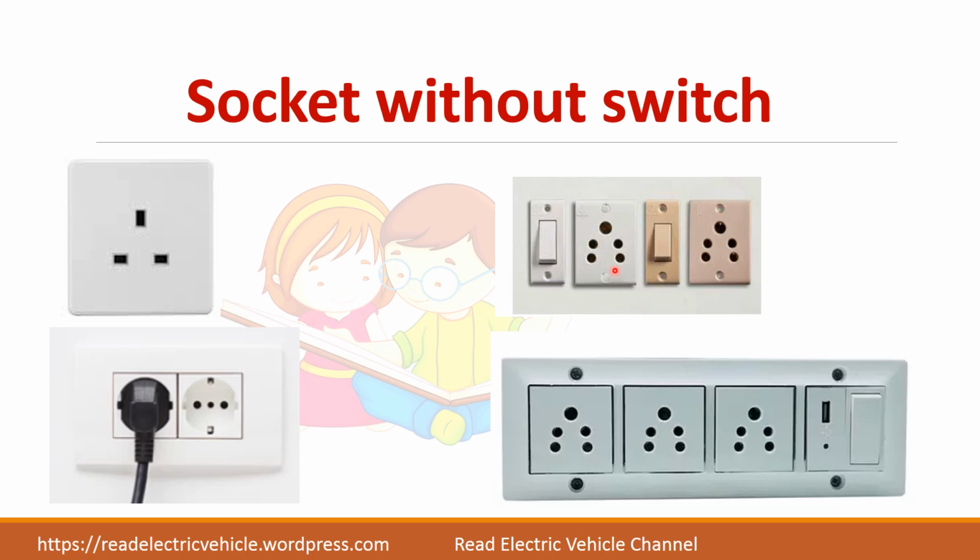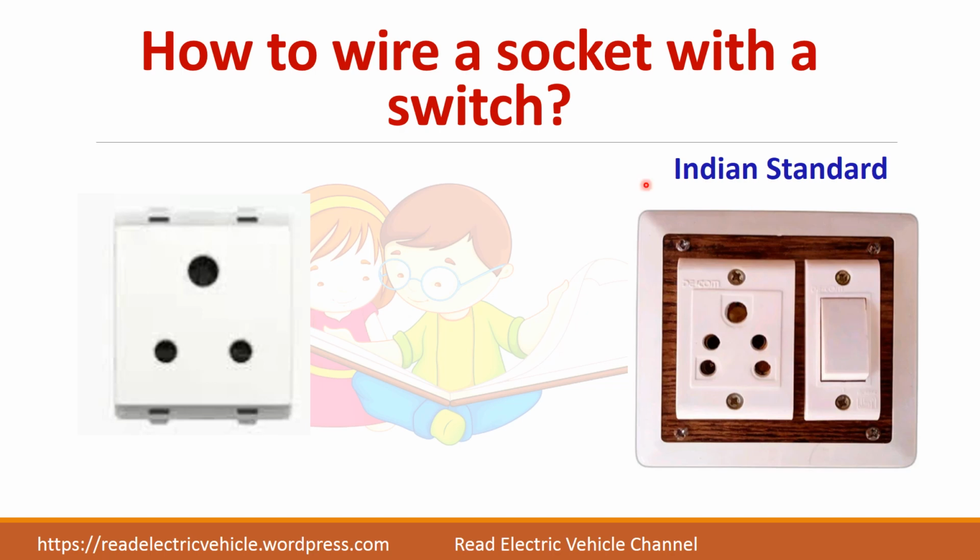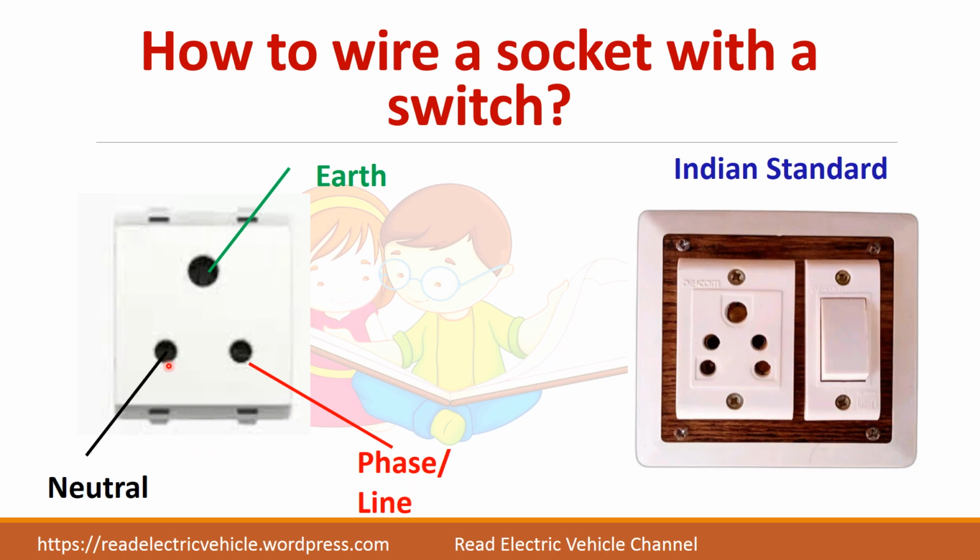And sometimes an individual switch will be used. Sometimes a single switch will be used to control many sockets. Here we will see how to wire a socket with this switch. So let us take the socket here. Three holes are here, which represent the earth pin, and normally on this right hand side we have the phase or line, and this one is the neutral one.